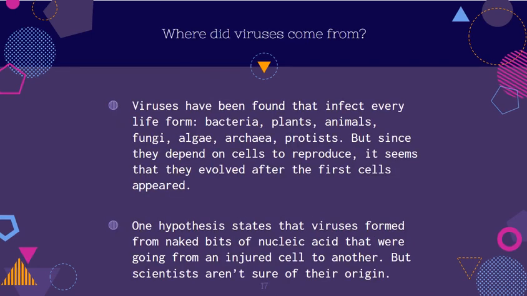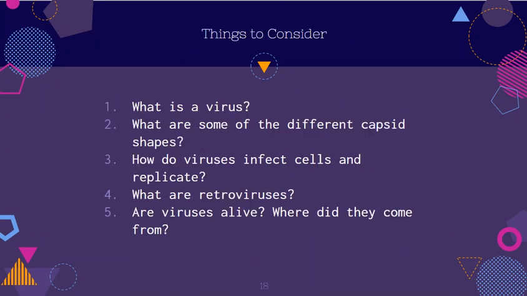So then that begs the question, where do they come from? Viruses basically infect every living thing that exists, from simple to complicated. But since they depend on other things to reproduce, they must have come after those things, probably. One idea is that there was some nucleic acid that came out of an injured cell and was maybe going to another and it got covered by a protein, and that might have been one of the first viruses, but honestly, we don't really know. Okay. So these are the main things for you to know and be aware of.